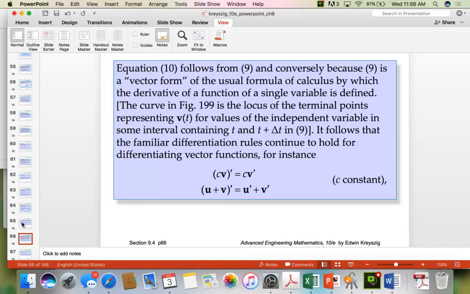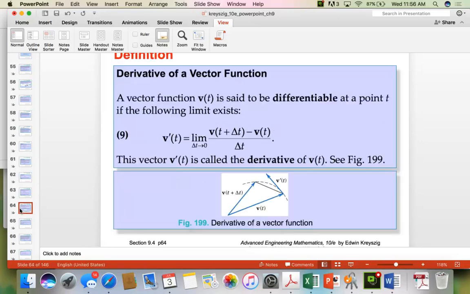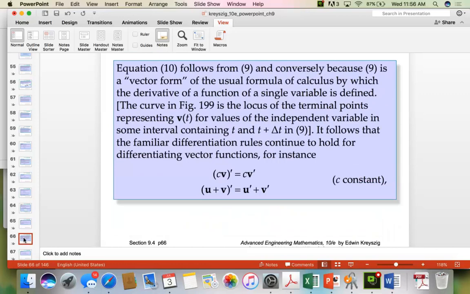So basically, let's go back and look at equation 10. That's what they're talking about. Equation 9 is here. This is basically just saying that equation 10 and equation 9 make sense and follow from each other.